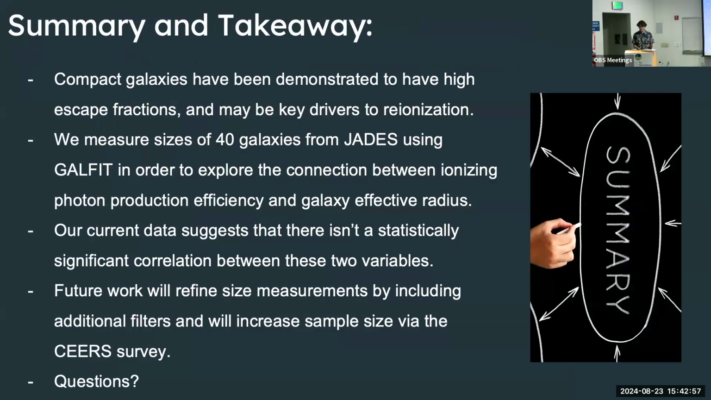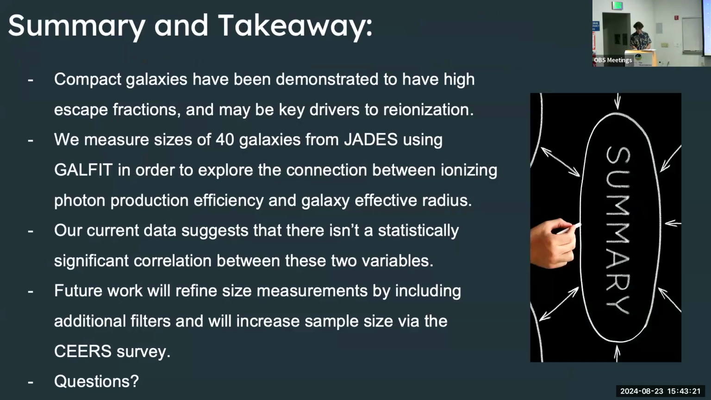Okay, with all that being said, what are the main takeaways for this talk? Firstly, it's that compact galaxies have been demonstrated to have high escape fractions, which was one of the main reasons we chose to research them more in depth, as having higher ionizing photon production efficiencies would have classified them as primary drivers of reionization. Secondly, we use GalFit to measure the size of these galaxies, with most of our work revolving around giving GalFit the right prerequisites for it to function properly.